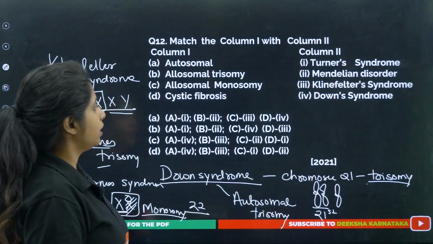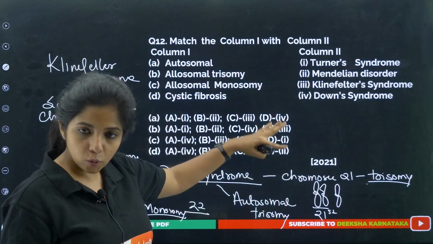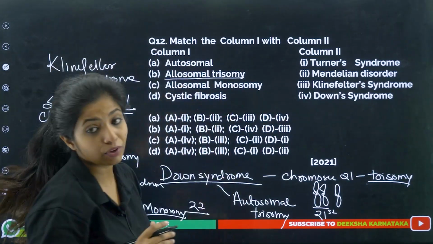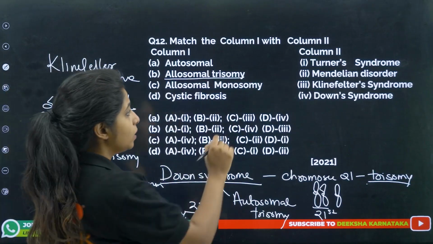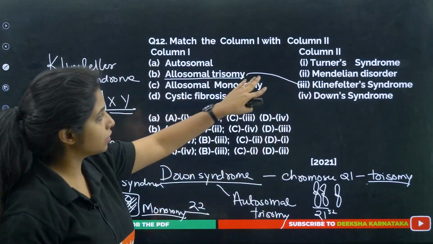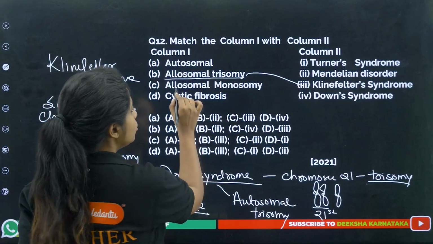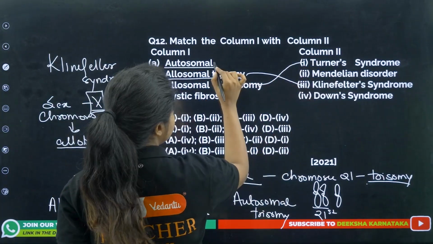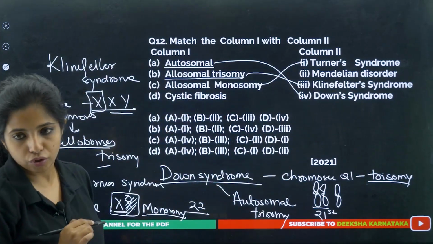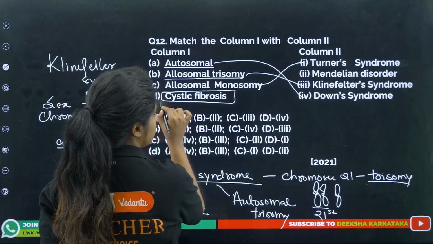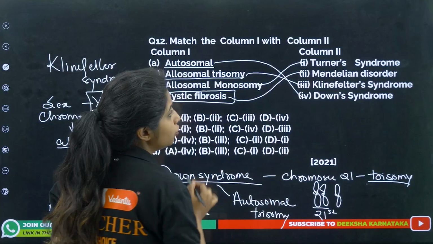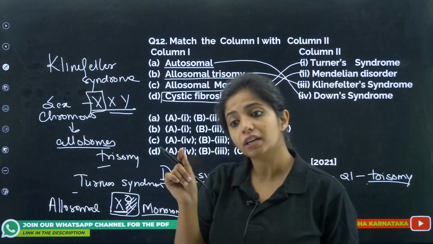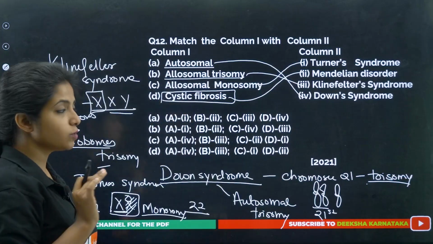Got it? So, now let's see. You have allosomal trisomy. That becomes very easy for finding things out. For allosomal trisomy, you have Klinefelter's. At least this thing you know directly. Allosomal monosomy, you know it's Turner syndrome. Autosomal, there is only one autosomal disease that I can see over here, that is Down syndrome. Cystic fibrosis, which is left, does not match any of this category, it goes into Mendelian disorder, because here you are not talking about the number of chromosomes, it's the defect in a gene on one particular chromosome.